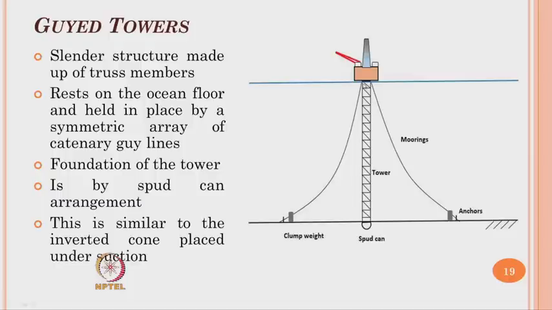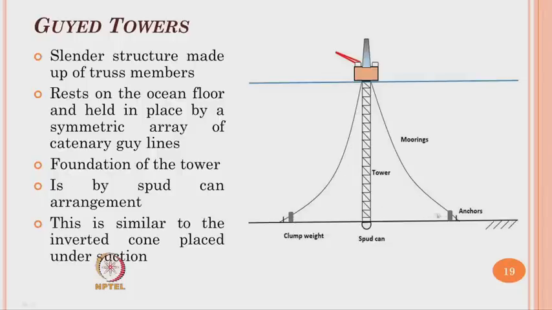The most interesting part of this platform is the foundation. Now, this platform does not have a rigid foundation as in the case of earlier platforms. It rests on a spud can which has a connection that enables the platform to have a hinged motion at this connection. Now, to improve the restoration of this platform under lateral forces, the platform is connected by mooring lines which are anchored to the seabed using clump weights.